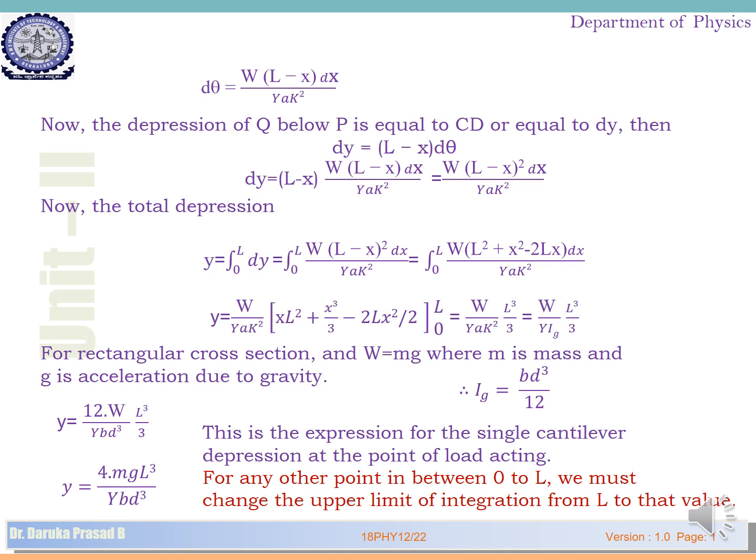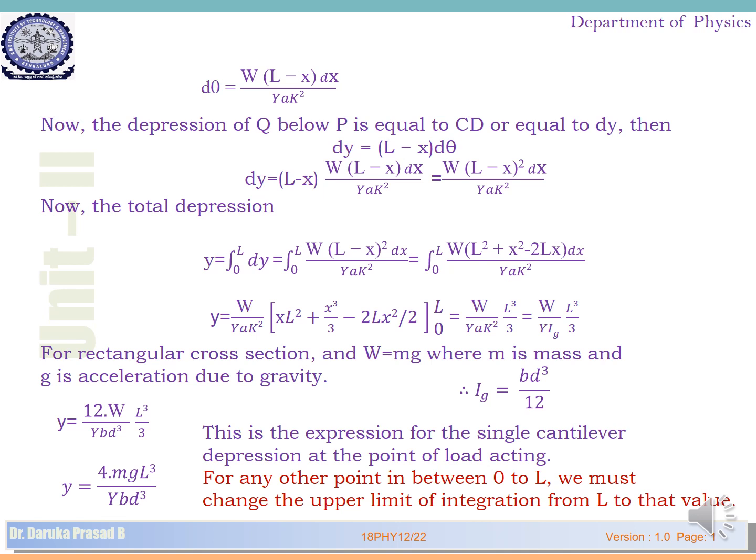Now the depression of Q below P is equal to CD. From the diagram you can see that CD is equal to dy, that is a small change along the y axis. Then dy is equal to (L minus x) into d theta. Therefore dy is equal to (L minus x) into W into (L minus x) into dx by YAK squared, where (L minus x) occurs two times, therefore it gets multiplied, that is, it becomes squared. Then W into (L minus x) whole squared into dx by YAK squared.